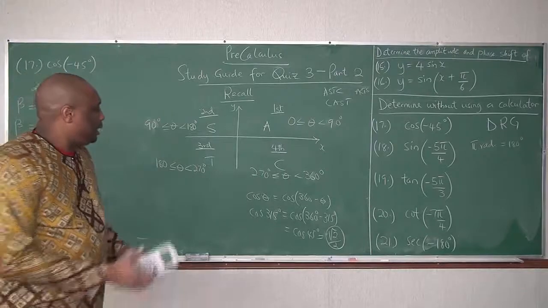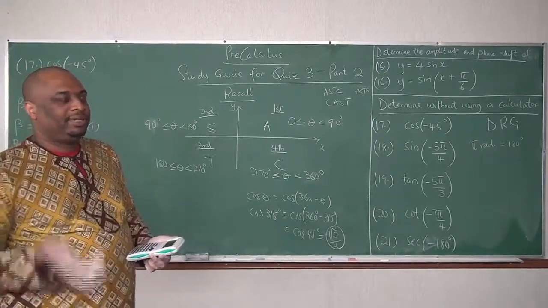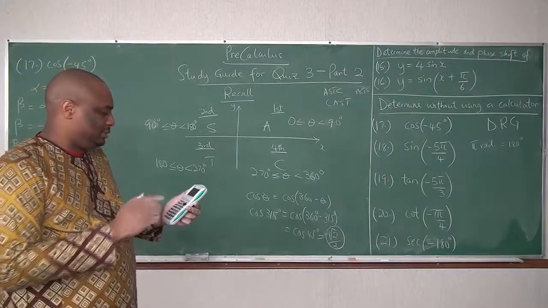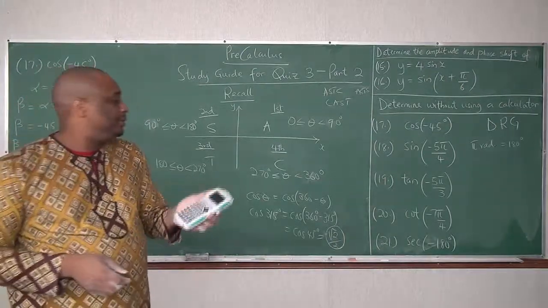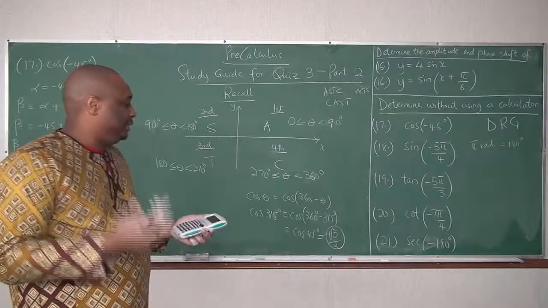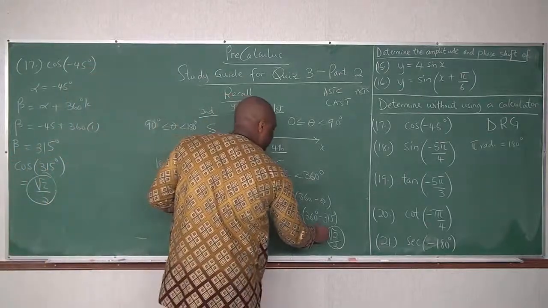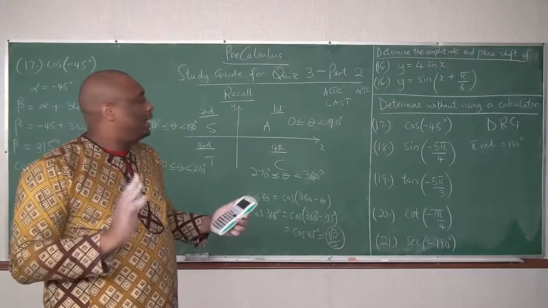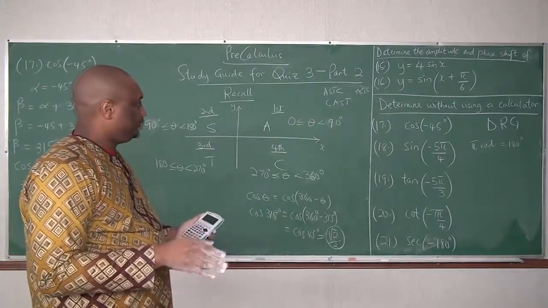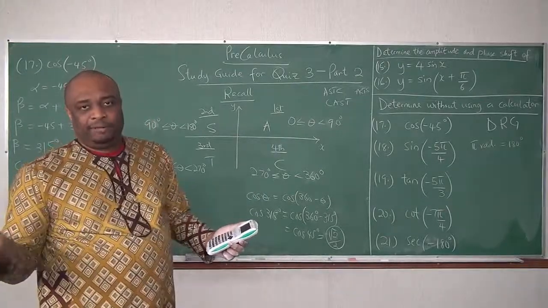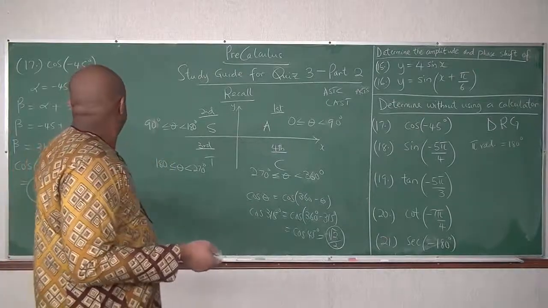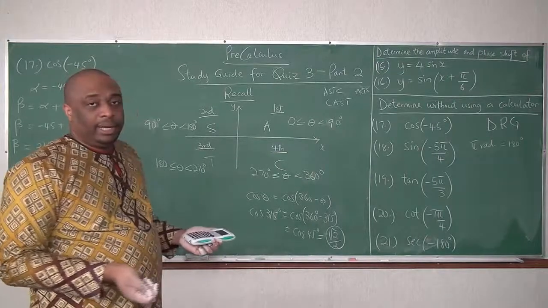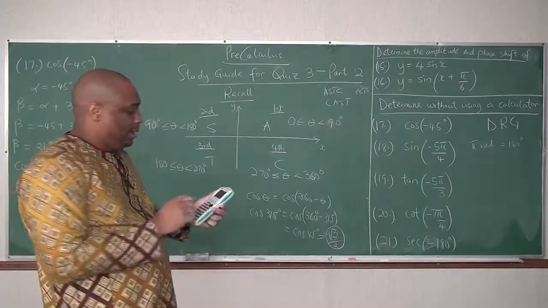That should be 0.7071 something. The kind of calculator I have is Casio. I don't know the kind you have, but you could do this with any calculator. Just make sure it is in the appropriate angle measure. I want to find cos negative 45 degrees, and it should give me virtually the same thing as cos 45 degrees.